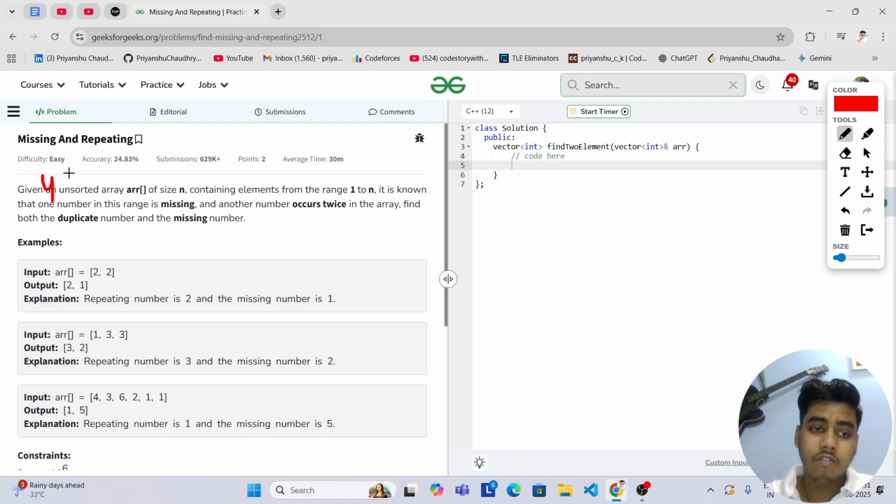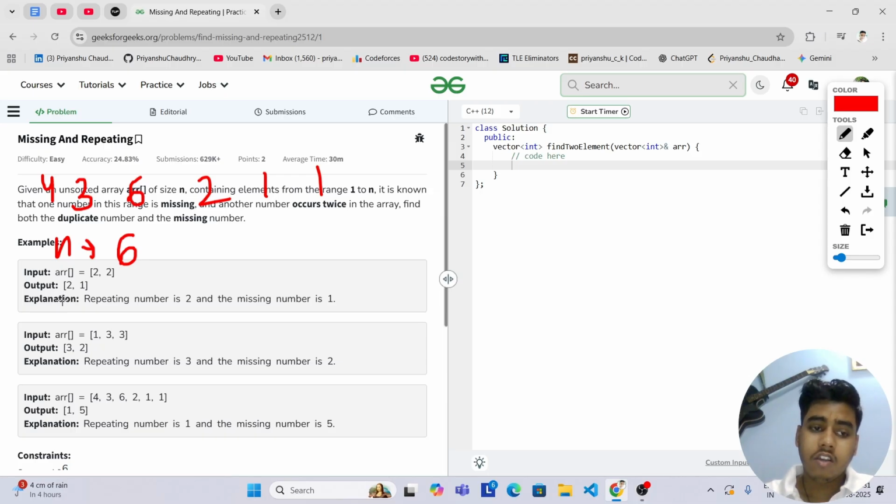The array is 4 3 6 2 1 1, and these elements are between 1 and n inclusive. N is the size of the array. So can we say that elements are between 1 to 6? All right, so we have to find the number which is repeating and the number which is missing. So how can we find? We know that numbers are just between 1 and n, and there is only one number which is repeating. So how can we solve it?